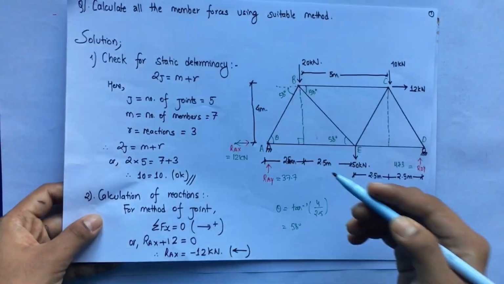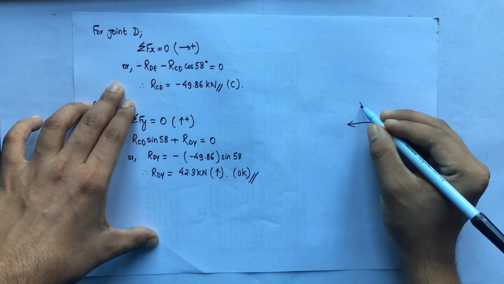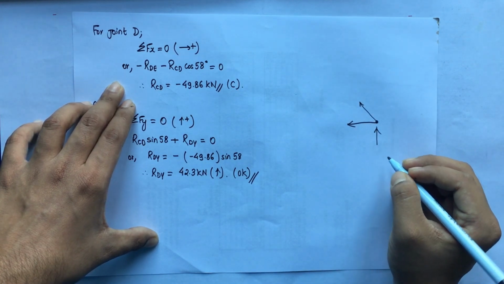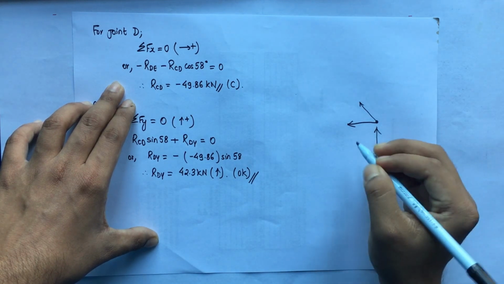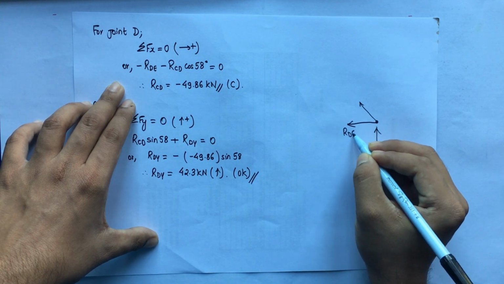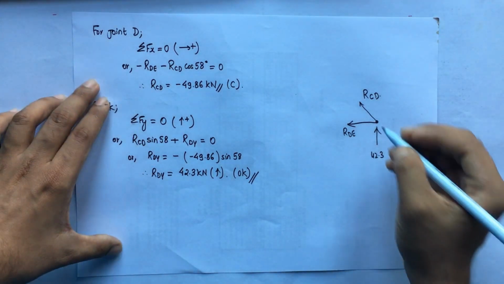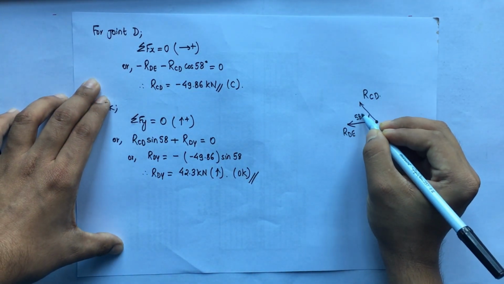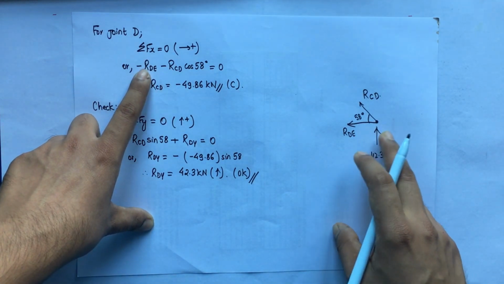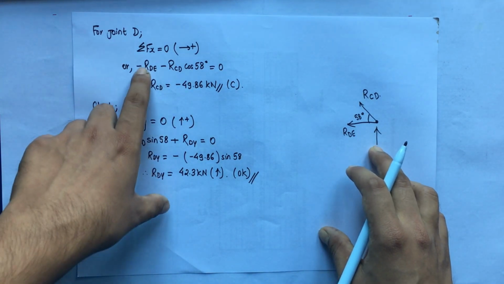So for joint D, RDY we computed as 42.3, and the member forces will be RDE and RCD, and this angle will be 58 degree as well. So summation of Fx is equal to 0. You can also go with summation Fy, we'll check the value later on. So for now let us go with summation Fx.